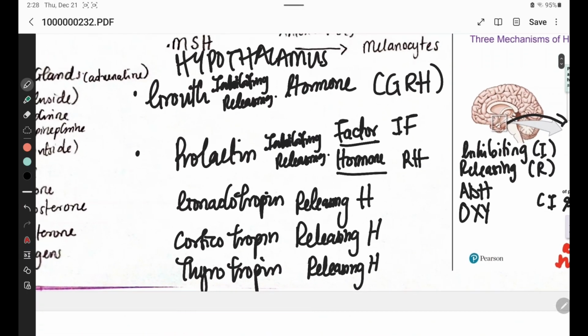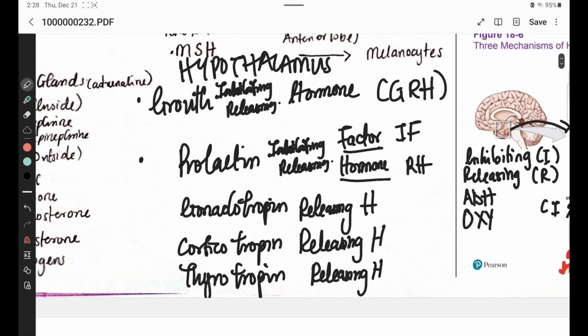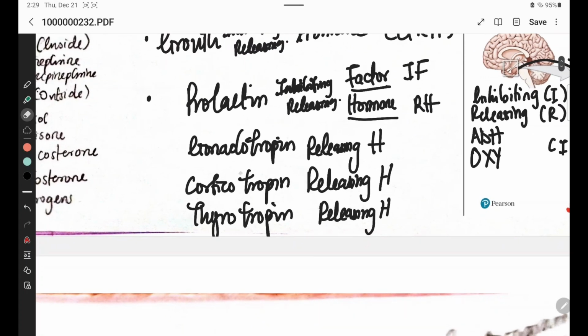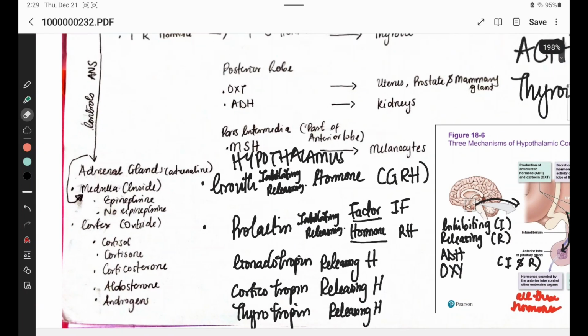Then we have the gonadotropin, which goes to the pituitary and says, hey, release the follicle stimulating hormone or release the luteinizing hormone. If you go up here, you see what the luteinizing hormone is for: secretion of estrogen and testosterone. Follicle stimulating hormone is basically, think of eggs and ovaries, follicles. And then we have these tropins. Corticotropin goes to the pituitary and says, hey, release ACTH, adrenocorticotropin hormone. And then the thyrotropin goes to the pituitary and says, hey, release thyroid stimulating hormone. And that's how the pathway works.